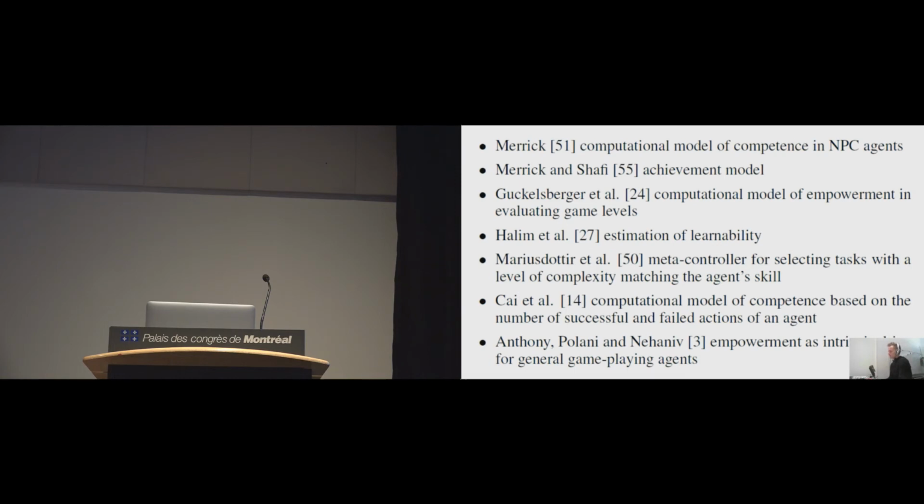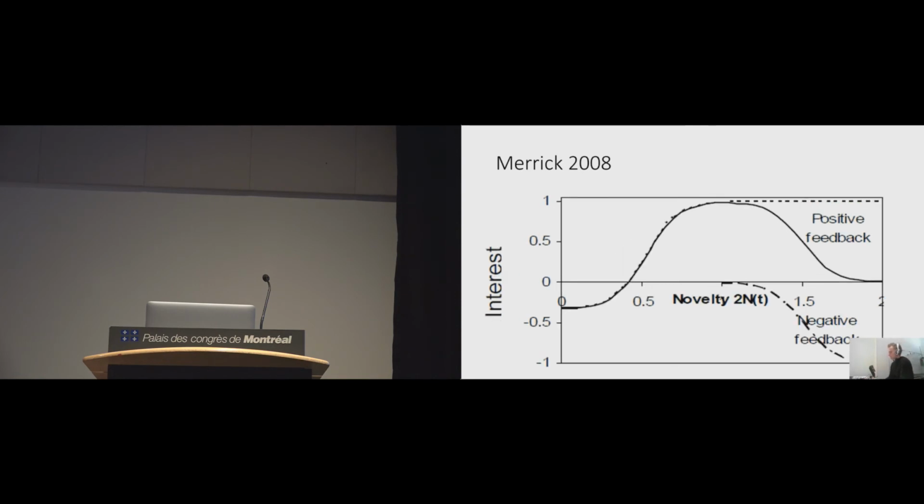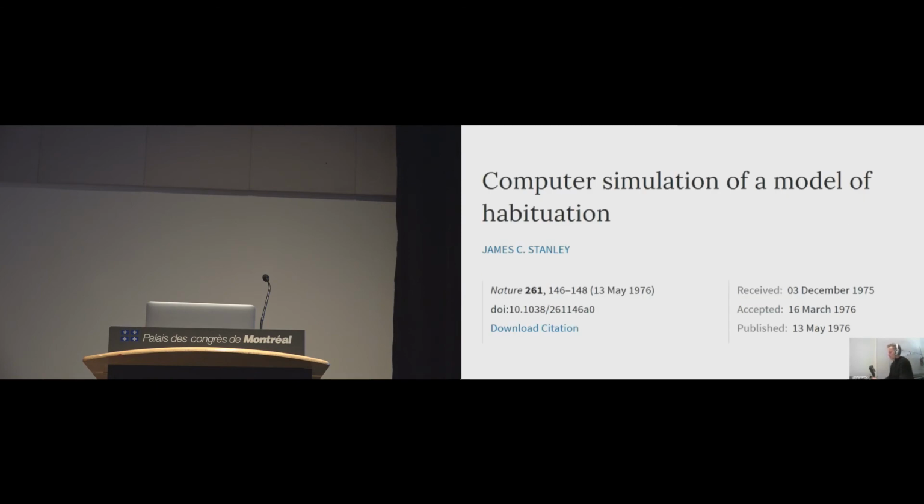However, we still found some papers, here shown for competence and other related computational appraisals. For example, Merrick implemented competence motivation by driving the agent to practice actions with medium predictor error for utility. Thus, the agent avoids actions and states where it can predict utility either very accurately or very inaccurately. In the same paper, Merrick implemented curious interest using an inverted U function of novelty. Novelty was in this case not computed based on prediction error, but using Stanley's model of neural habituation that dates back to 1975, published in Nature.